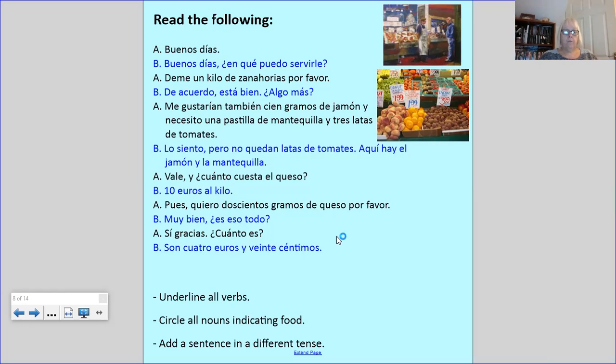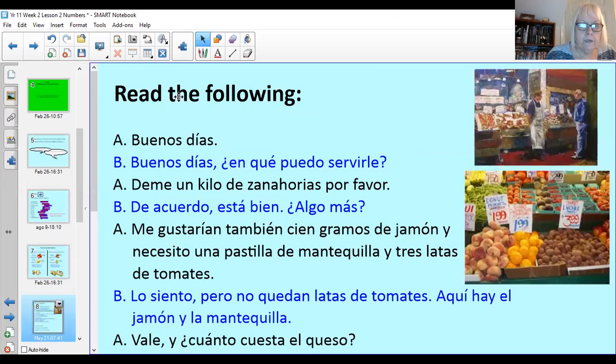Okay, so you're now looking at work where you've got verbs and nouns highlighted or written out in lists or however you've done it, and you thought about a different tense sentence. So reading through it, all the verbs. First verb is at the top here, ¿en qué puedo servirle? I need to just come out of this so I can do some work. So, ¿en qué puedo servirle?